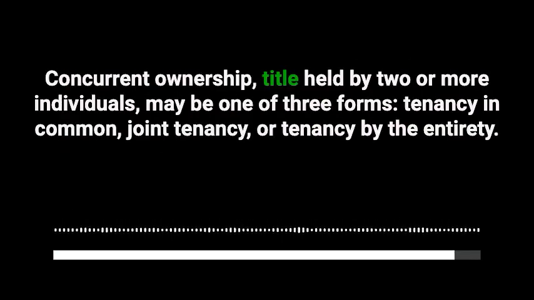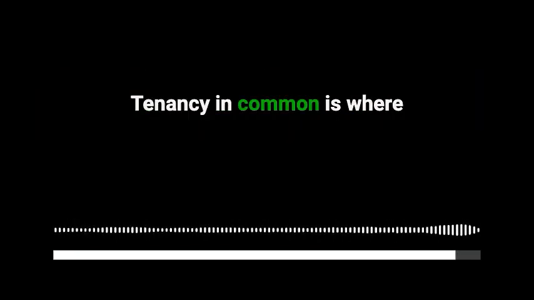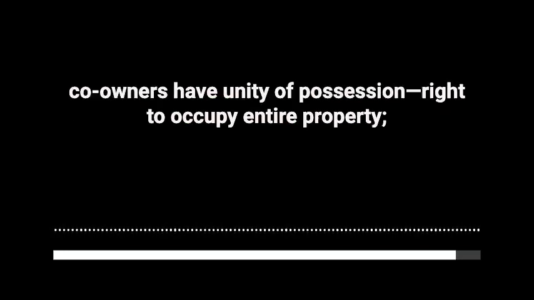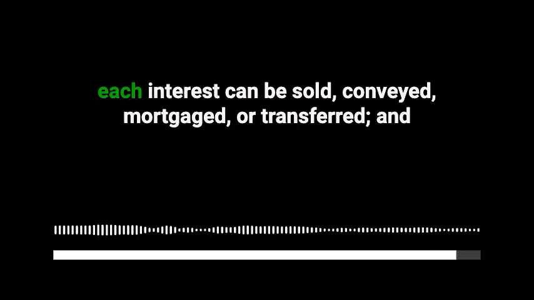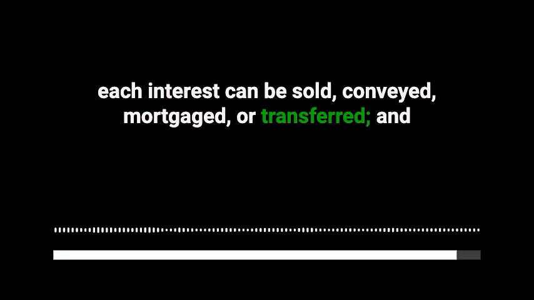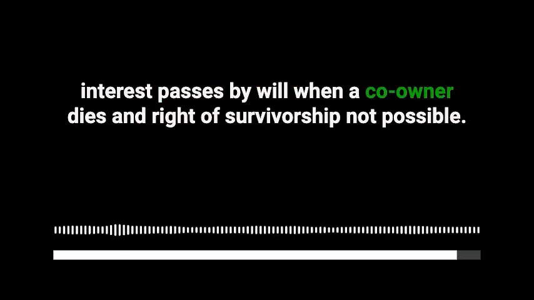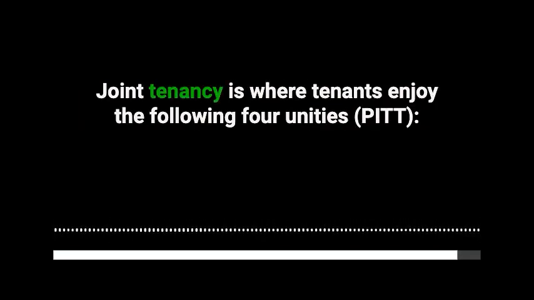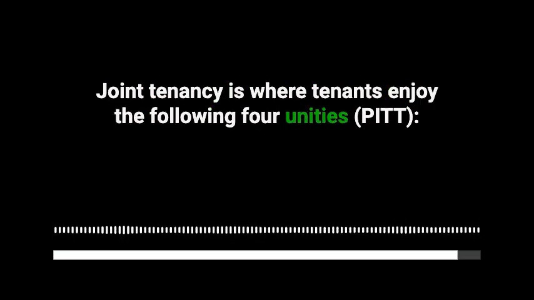Concurrent ownership, title held by two or more individuals, may be one of three forms: tenancy in common, joint tenancy, or tenancy by the entirety. Tenancy in common is where each tenant holds an undivided fractional interest. Co-owners have unity of possession, the right to occupy the entire property. Each interest can be sold, conveyed, mortgaged, or transferred, and interest passes by will when a co-owner dies and right of survivorship is not possible.